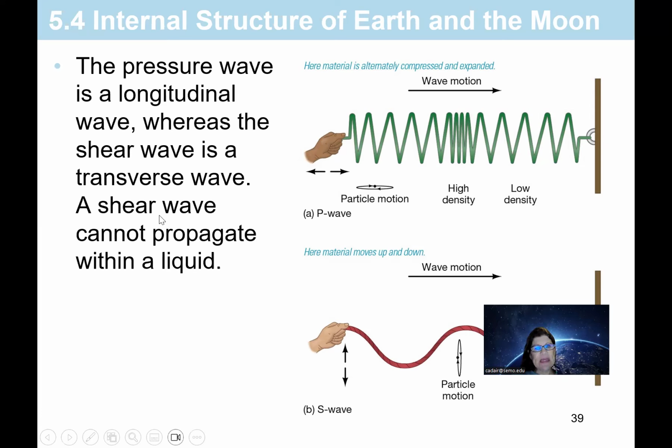What in the world does that mean? A shear wave cannot propagate through liquid. So here is a P wave and here is an S wave. If you have a slinky and you stretch it out and push it, the compression part will go back and forth because it's a wave. That is a P wave. If you take the slinky and whip it up and down, or like have a rope and do this, that is an S wave. So this will not go through liquid, but this will.